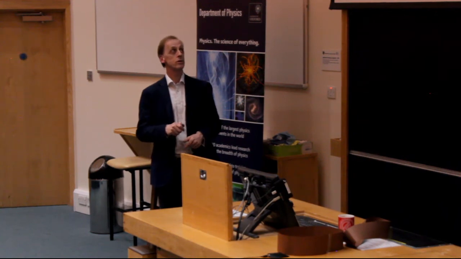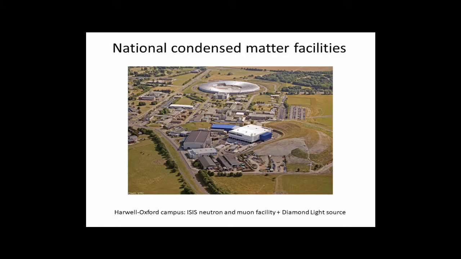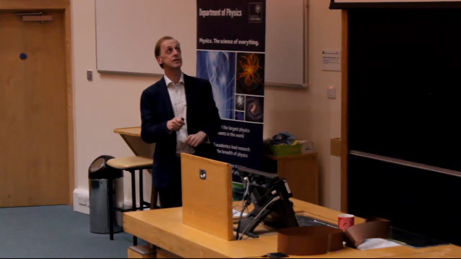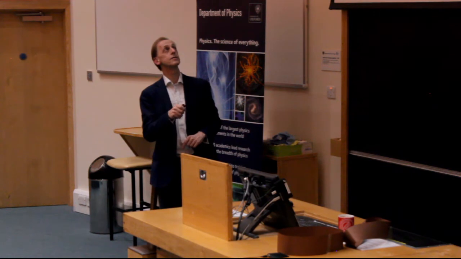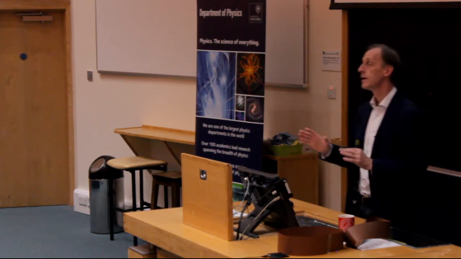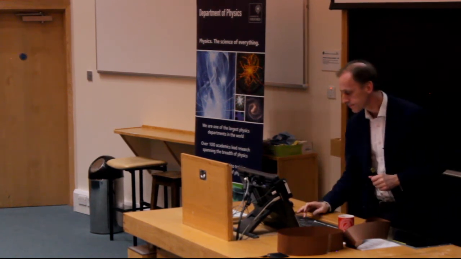Many of you will know that on the Harwell Oxford campus, about 10 miles south of Oxford, there are some condensed matter facilities. In fact, there's a neutron scattering facility called the ISIS Neutron and Muon Facility, which is this series of buildings here. And there's also the Diamond Light Source, which is an X-ray synchrotron, which has all sorts of X-ray techniques associated with it. So we use these facilities for identifying and discovering new quantum phases.